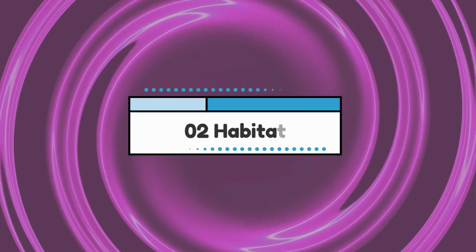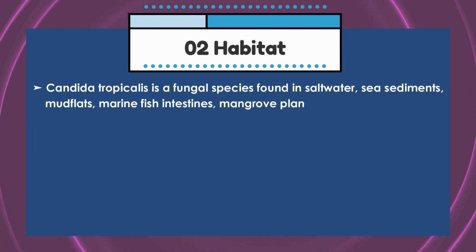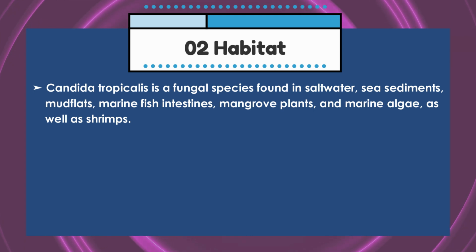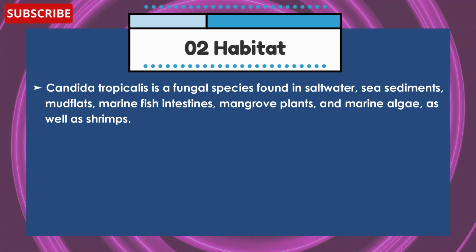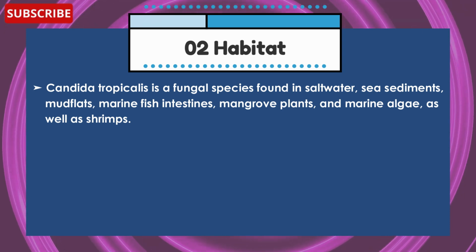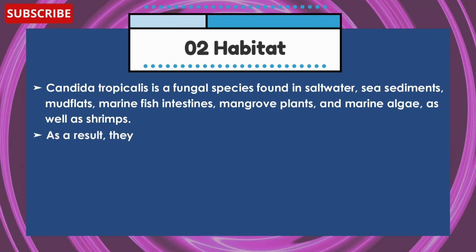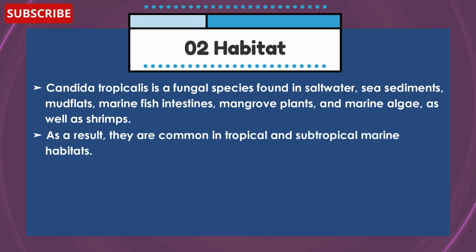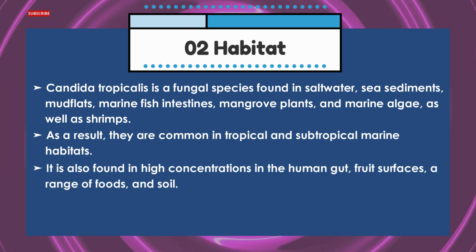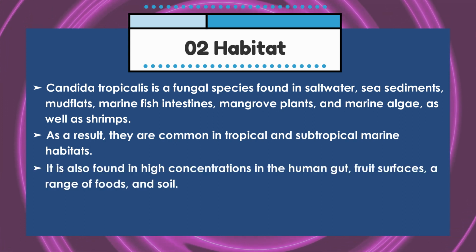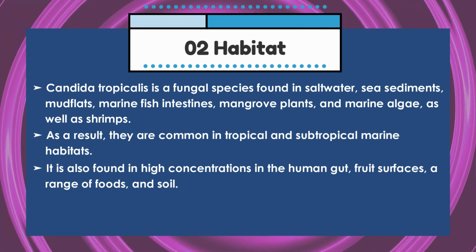Now let's see the habitat of Candida tropicalis. Candida tropicalis is a fungal species found in salt water, sea sediments, mud flats, marine fish intestines, mangrove plants, and marine algae as well as shrimps. As a result, they are common in tropical or subtropical marine habitats. It is also found in high concentration in the human gut, fruit surfaces, a range of foods, and soil.